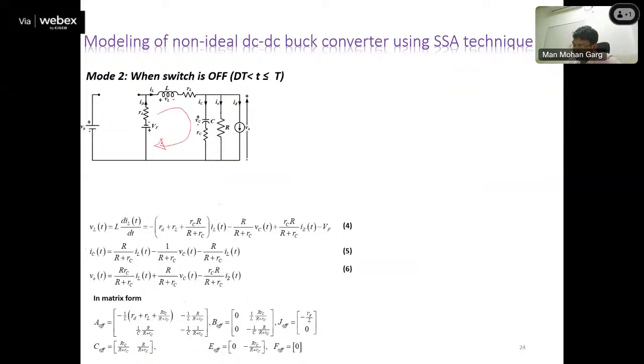What we do again, we put KVL. So from KVL, we'll get one equation, and then we'll put KCL over here. With the help of KCL, the equation will remain the same: IL will be equal to IC plus I naught plus IZ. Now the third equation will also remain the same.